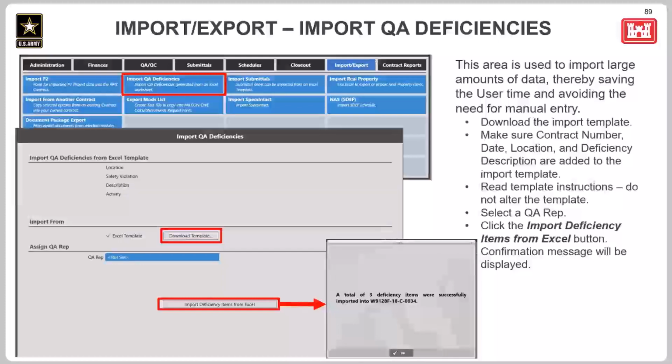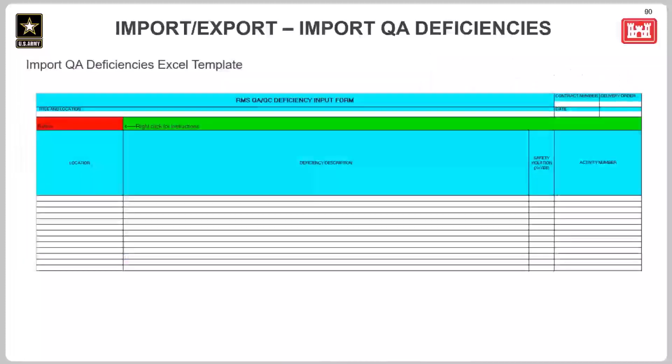Next, we have the Import QA Deficiencies option. This allows users to import QA deficiencies all at once as a batch rather than having to manually enter the information that can just be imported. In the screen, there is an option to download a template similar to import submittals, and this template will allow you to specify the details of the data you are importing. As you can see here, this template looks really similar to the Submittal Register input form. We've got all these different columns for you to specify the information that you'd like imported for the QA deficiencies.